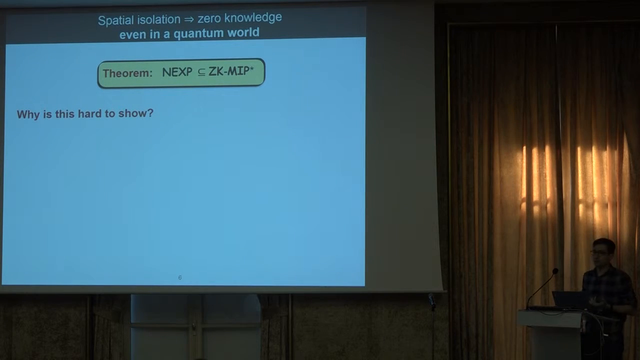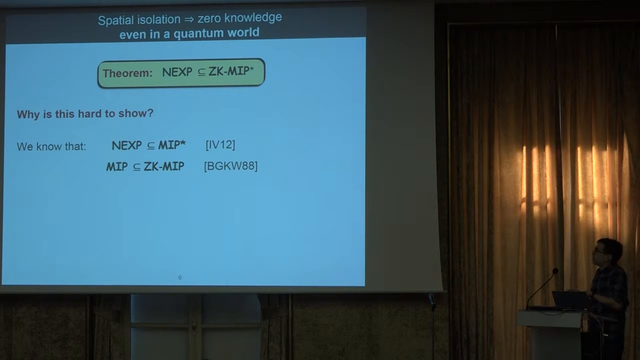And you might be wondering why this is difficult to show, because in the classical setting, the way that we can show it is we can say, oh, I can take any MIP protocol. I can apply some technique, some commitment scheme technique, and produce a zero-knowledge version of that protocol. So why can't I do this in the quantum setting?